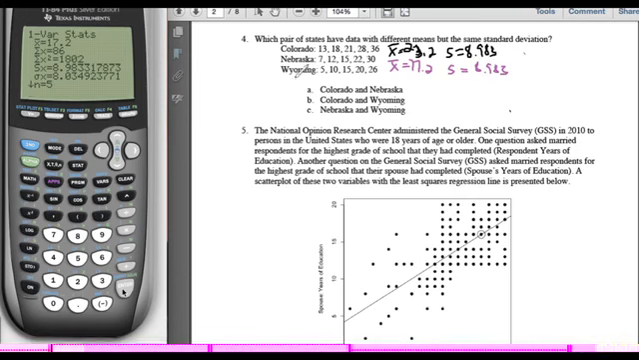And I don't even have to go to Wyoming. You can see the answer is choice A. Colorado and Nebraska have different means. One was 23.2, the other was 17.2, but they have the exact same standard deviation.